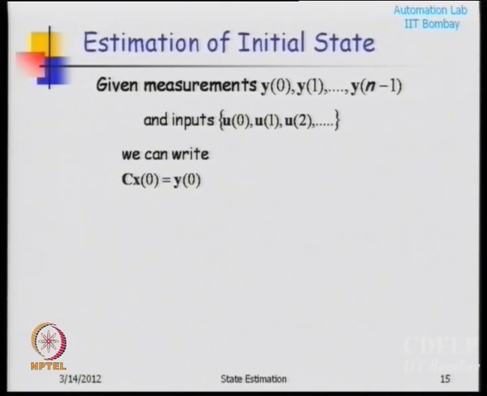My first equation is this: C x0 is equal to y0. You might wonder, you have this equation, why can't you estimate x0 from this equation? What is the trouble? Others should tell me, what is the problem? Why can't I use this one equation?